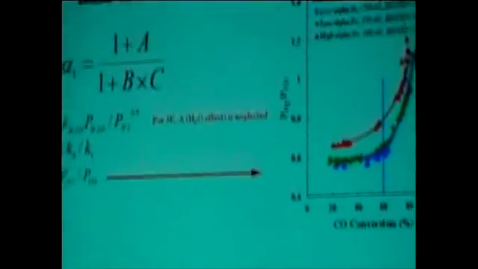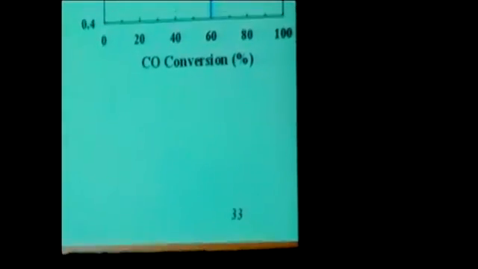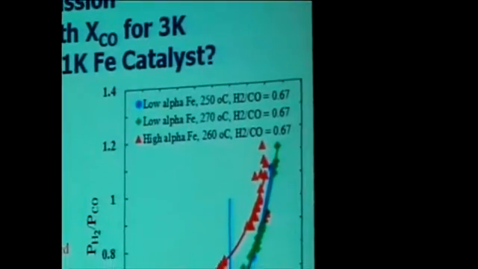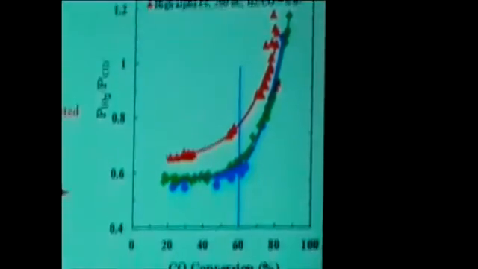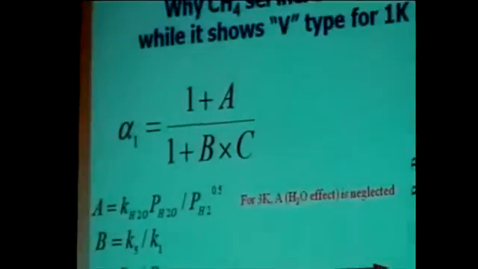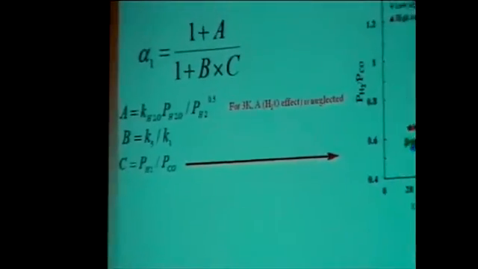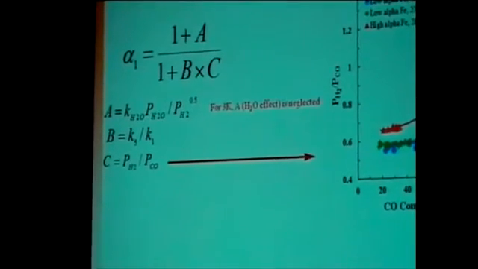So next, why the potassium loadings change the selectivity trend. Let's go back to this alpha-1 equation again. We write it in a different form: A, B, C. A is the water effect term, B is the rate constant term, and C is the partial pressure of water and partial pressure of CO.